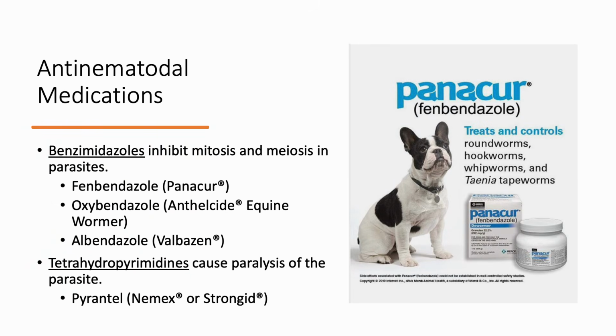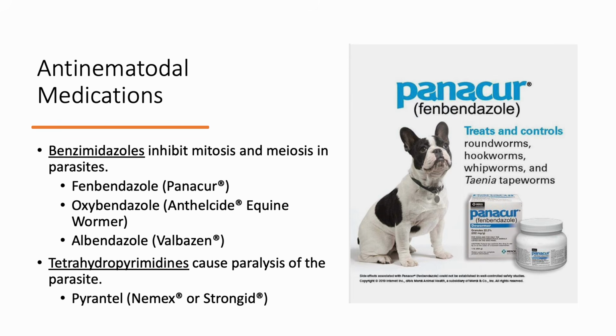We can also treat nematodes with benzimidazoles. These are going to target reproduction in the parasites, so they inhibit mitosis and meiosis. Examples are fenbendazole, which is Panacur, oxibendazole, which is the equine Anthelcide, and albendazole, which is Valbazen.